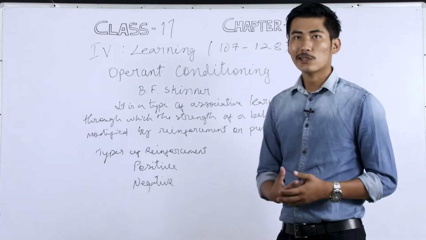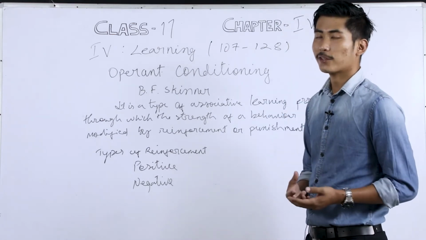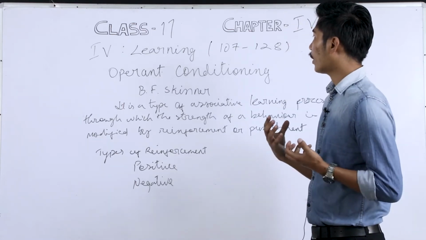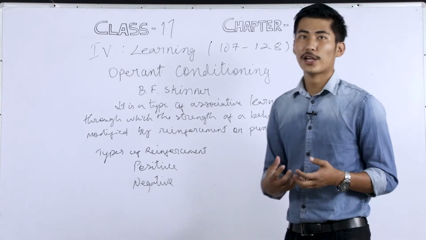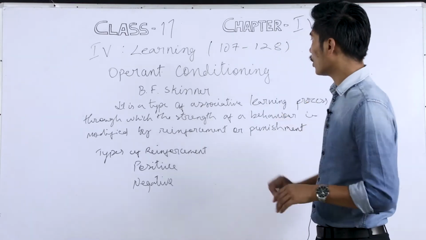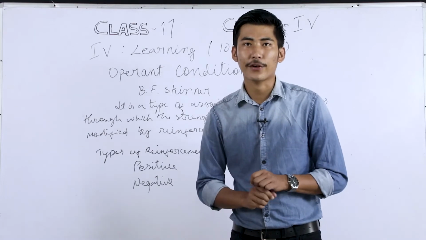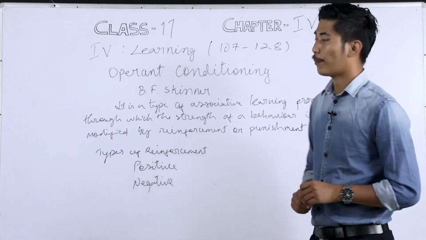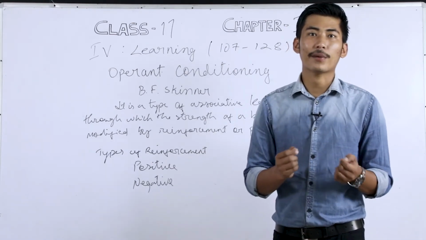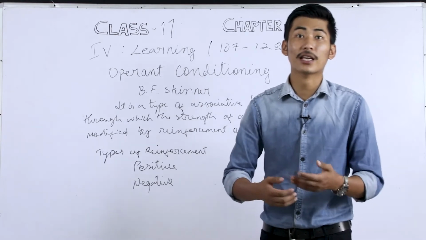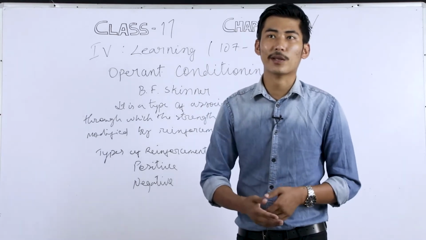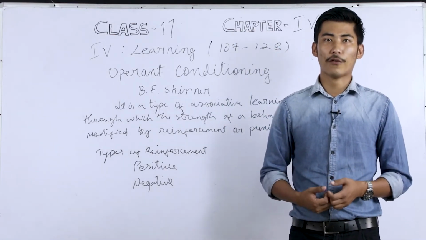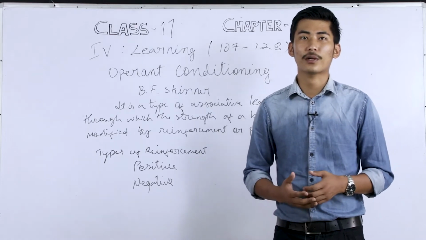This operant conditioning was propounded by B.F. Skinner, and B.F. Skinner is known as the father of operant conditioning. Operant conditioning is a type of associative learning process through which the strength of a behavior is modified by reinforcement or punishment. It basically means that a behavior can be modified either by giving rewards or by giving punishment, in order to change the behavior of an individual. So that is basically known as operant conditioning.